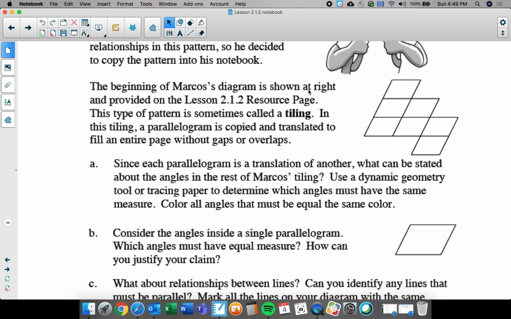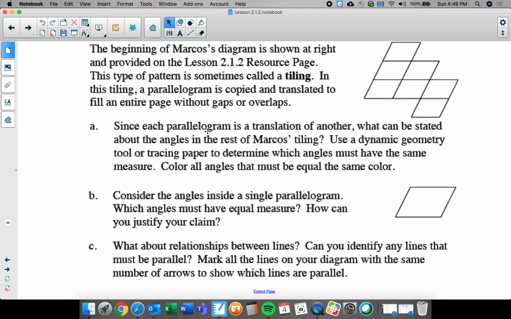The type of pattern is sometimes called a tiling. Remember, we also talked about it as a tessellation. So in this tiling, a parallelogram is copied and translated to fill the entire page without any gaps or overlaps. Since each parallelogram is a translation of another, what can be stated about the angles in the rest of his tiling? So it says to use a dynamic geometry tool or tracing paper.